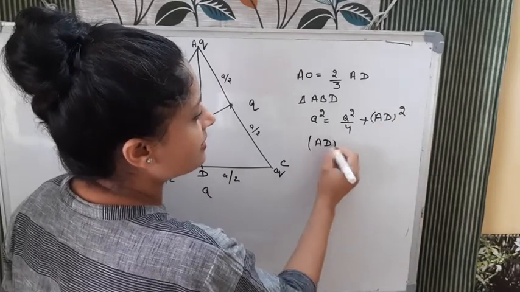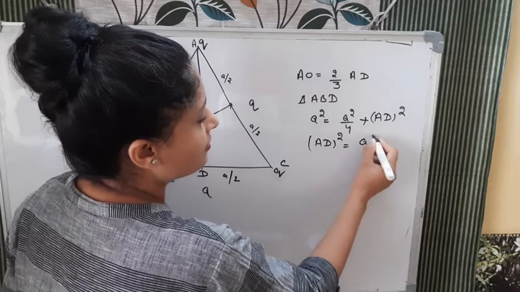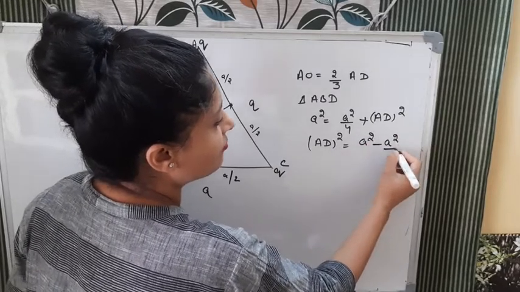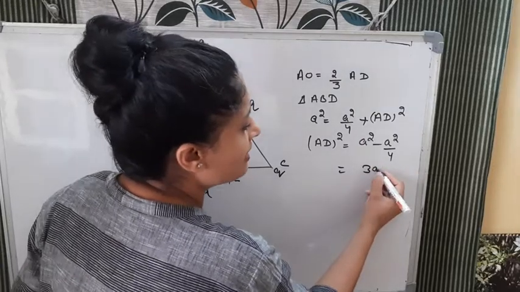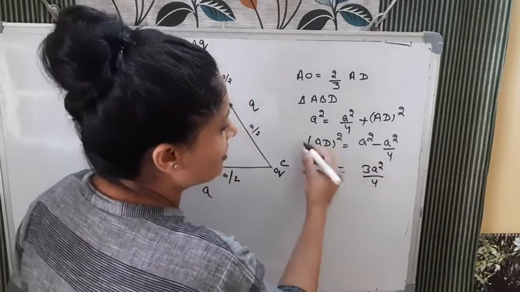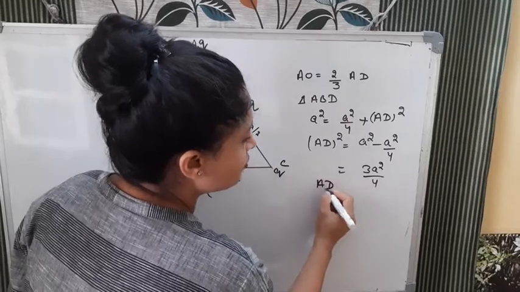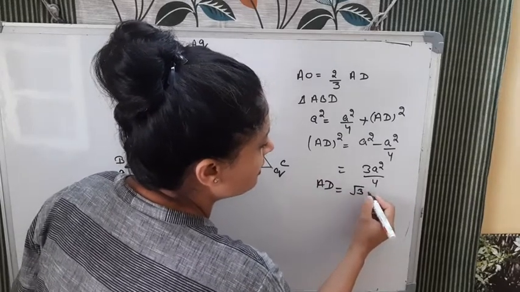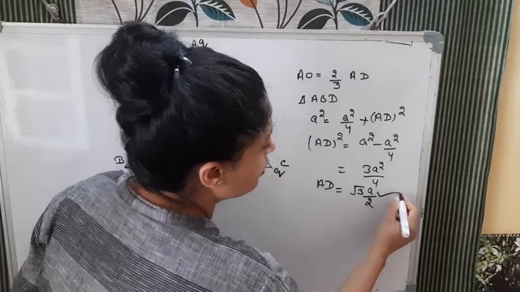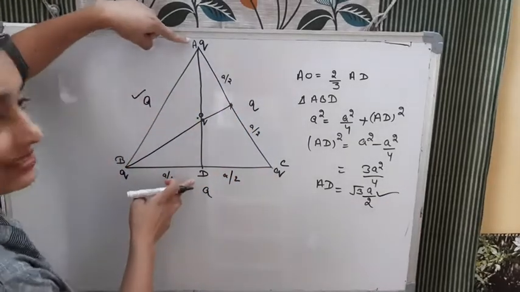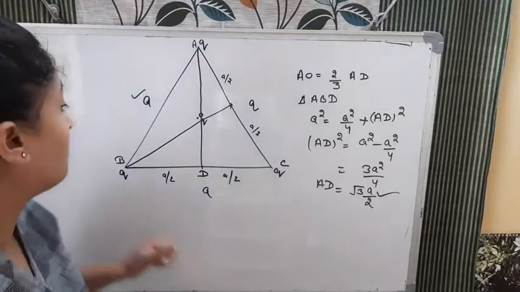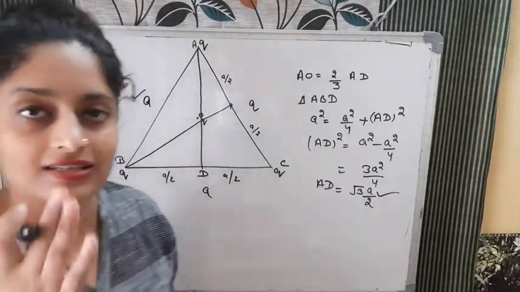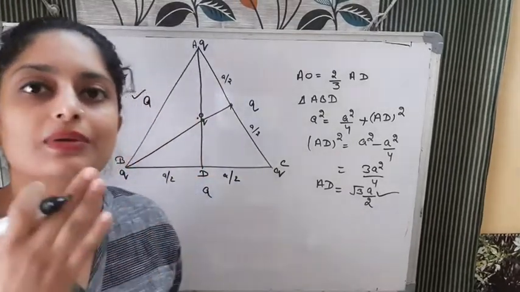How will we calculate AD from here? AD square is equal to A square minus A square by 4. When we take LCM, what will come here? 3A square by 4. And when we solve this, AD will be what? Root 3A by 2. This is AD. This distance we calculated by using the Pythagoras theorem, that hypotenuse square is equal to perpendicular square plus base square.